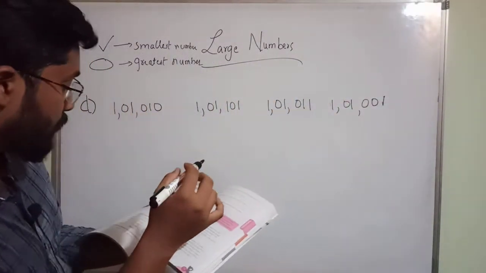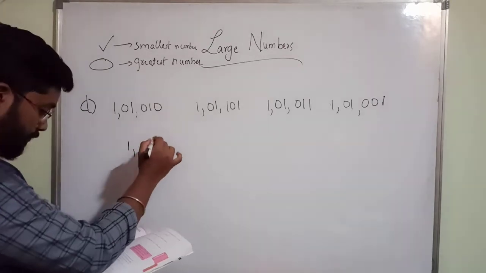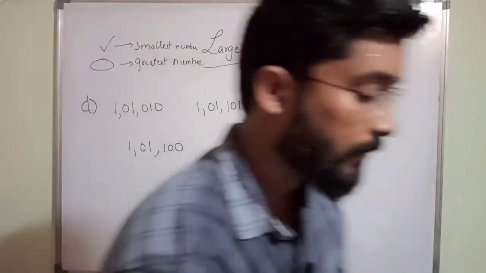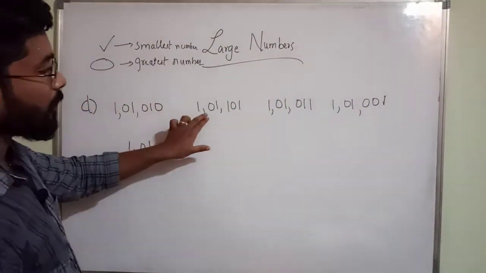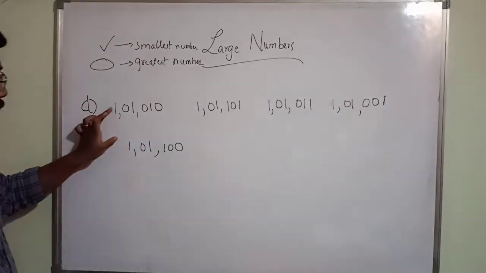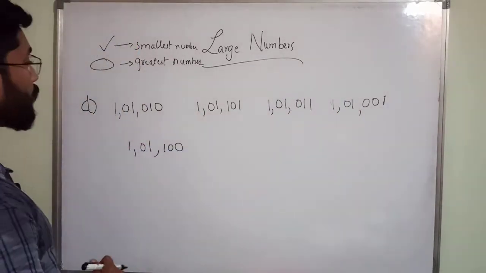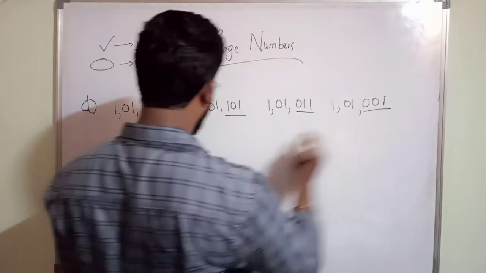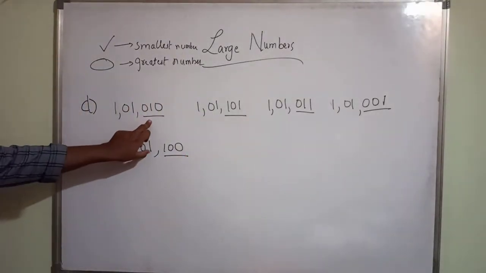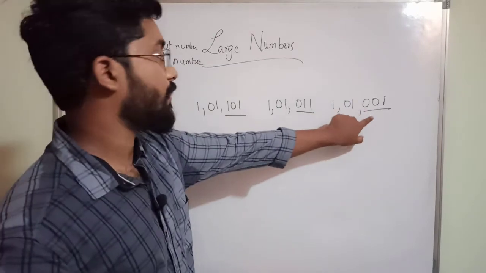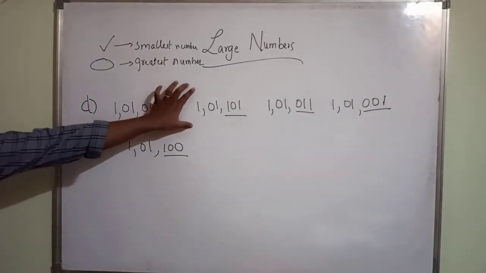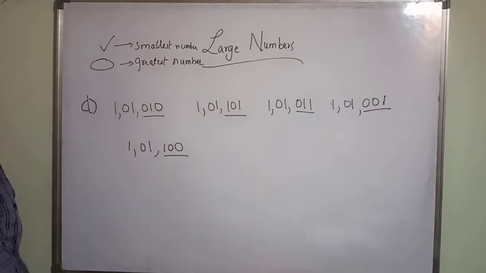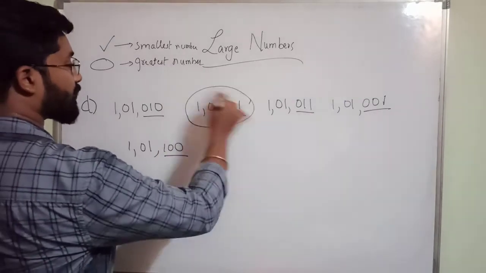Next number is 1,01,000 100. Once again see, 1,01,000 is common in everything, every number. See, 1,01,000 everything. Okay, what is the difference? These 3 digits only. The difference in all numbers is only in these 3 digits. 10, 101, 11, 100. What is the greatest number? So ultimately, as 1,01,000 is common in everything, 101 is the greatest number. So 1,01,101 is the greatest number.